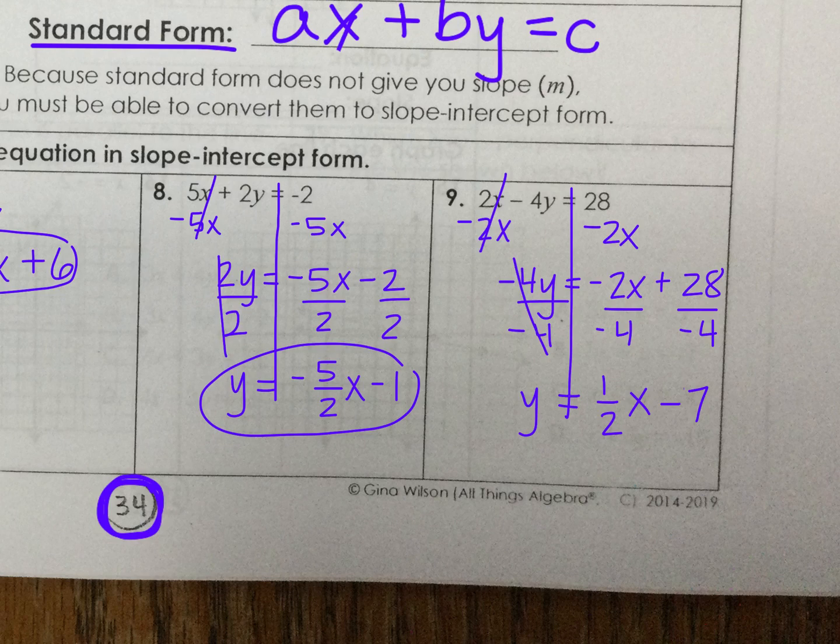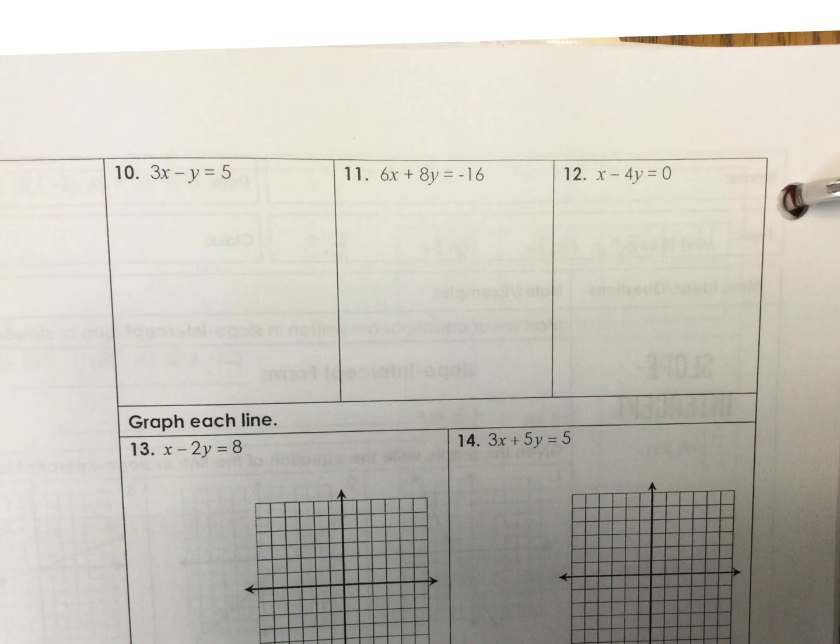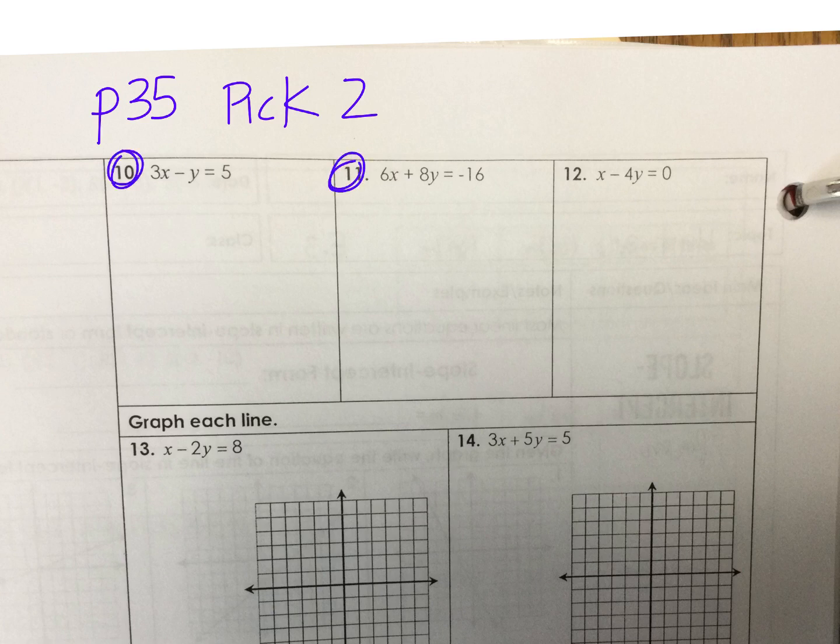All right, flip over to the next page. This is page 35. I would like you to pick 2 of these problems. There's 3, 10, 11, and 12. You pick 2 and write them in y equals mx plus b form.